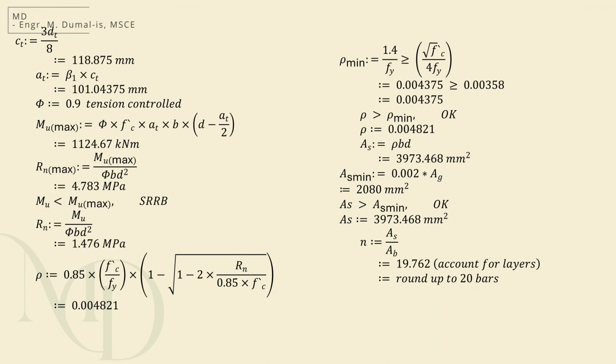Finally, using the governing area of bar, we determine the number of bars by dividing total area by the area of one bar and rounding up to a practical whole number. Then we adjust the layout for spacing and cover. At the end, we summarize whether the section is singly reinforced, the governing ρ, the final AS, and the chosen number and spacing of bars.